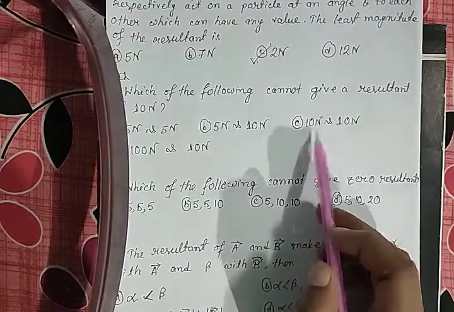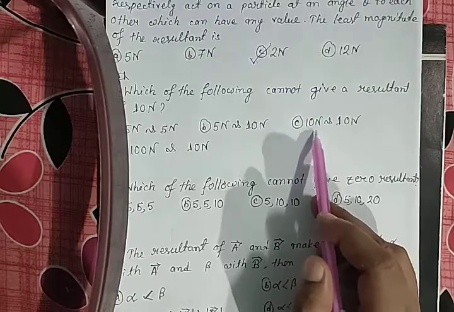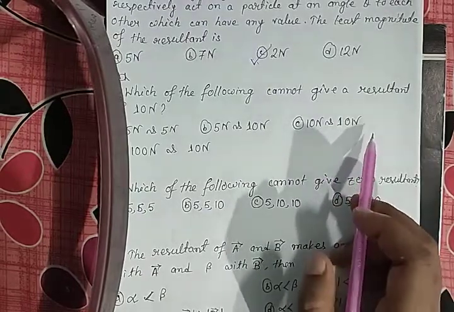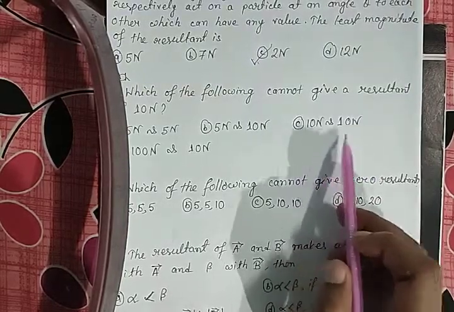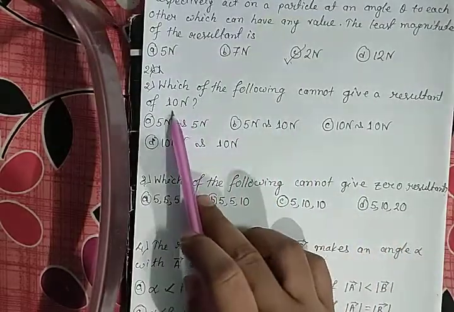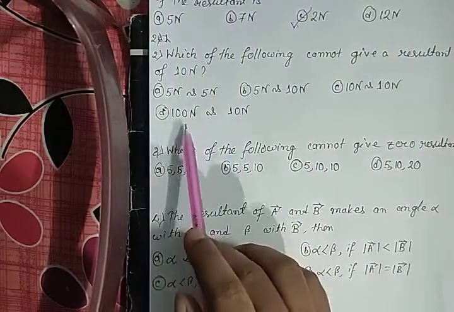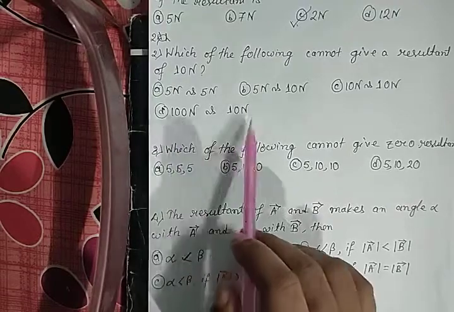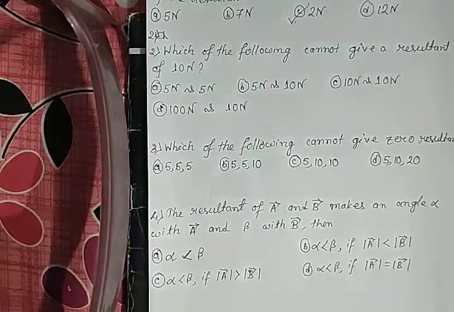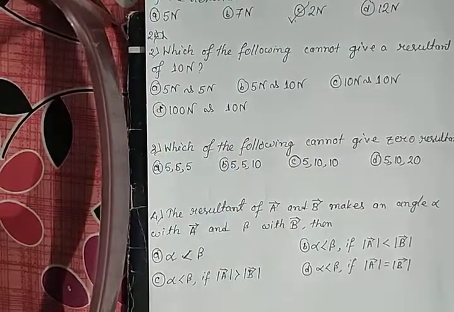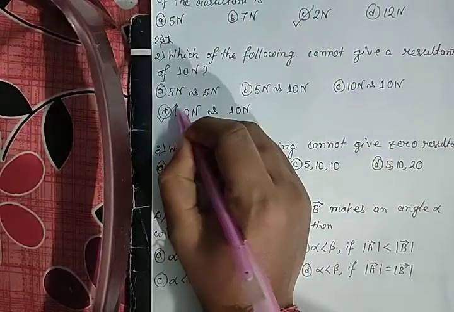Let us check the range of the third pair. Its highest resultant value is 10 plus 10, 20, and its lowest value is 10 minus 10, 0. So its range is between 0 newton and 20 newton, so obviously it can give a 10 newton resultant. The last one: the highest it can give is 100 plus 10, that means 110 newton, but the lowest is 100 minus 10, that means 90 newton. So its range is between 90 newton and 110 newton, so it cannot give a resultant of 10 newton. So the answer is option D.